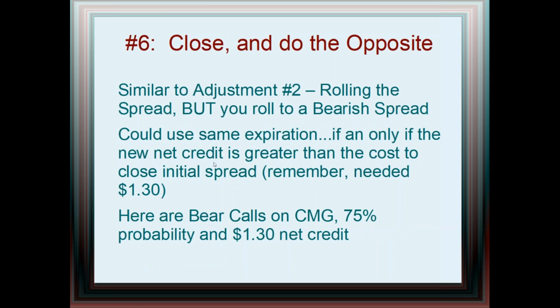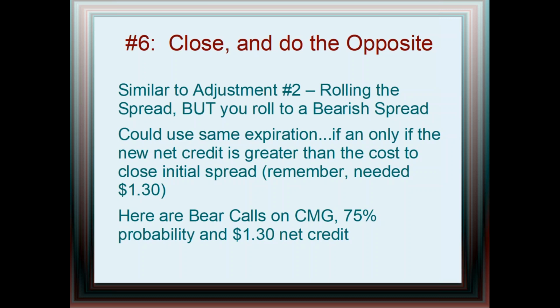Instead of what I just mentioned, opening the Condor on the position, instead of just liquidating and rolling down the bull put, which Chang mentioned earlier, why do that? Why not just get into a new position? If my sentiment has changed on the stock, not related to outside market influence, I was just wrong, close the spread and do the opposite. So it's just like adjustment 2, rolling the spread, but now I'm going to close my bull put credit spread and I'm going to open a bear put debit or a bear call credit on the same stock.